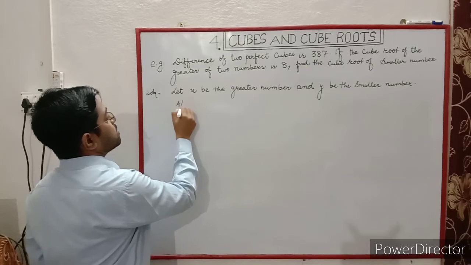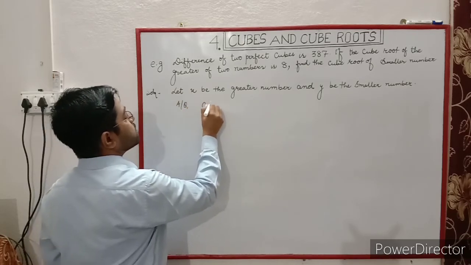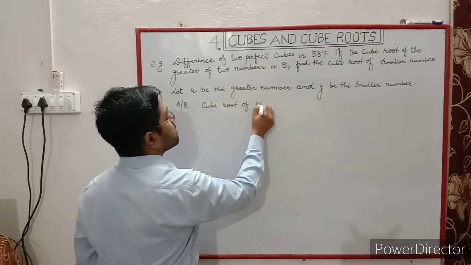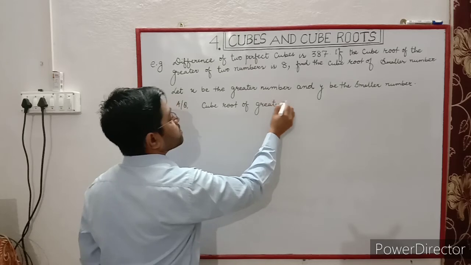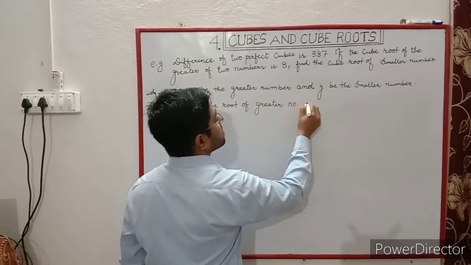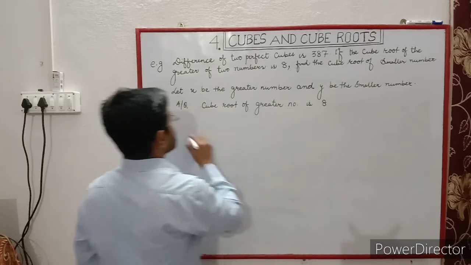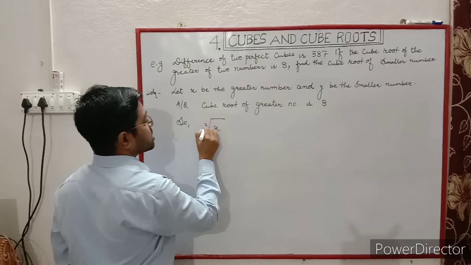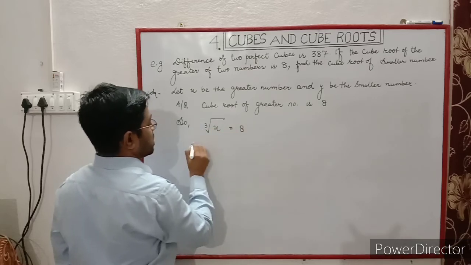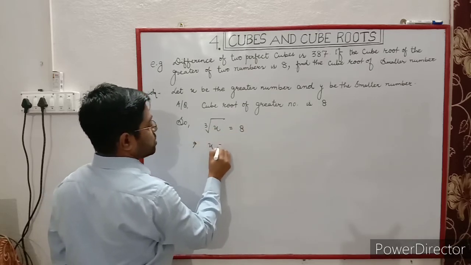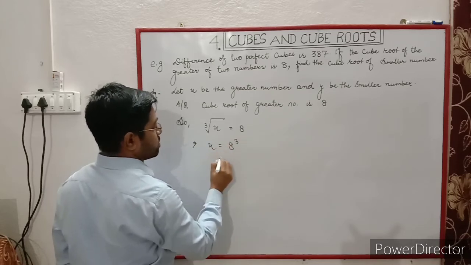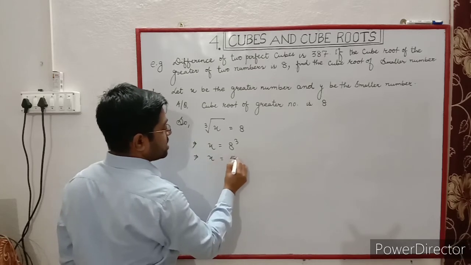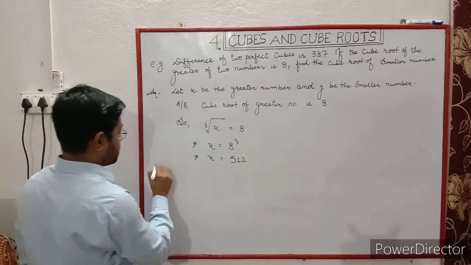Now according to question, cube root of greater number is 8. So cube root of x is equal to 8. We have x is equal to 8 to the power cube. So x is equal to 512.